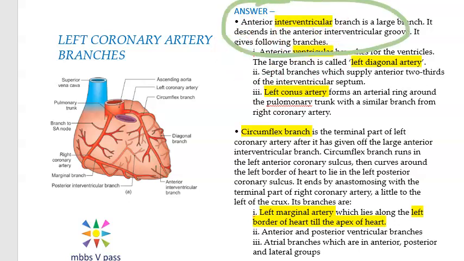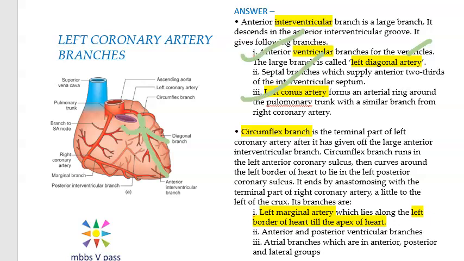Remember, what am I talking about? Anterior interventricular branch. Under that, what all will you get? Conus. Very good, left conus artery, which goes around the pulmonary trunk along with the right conus. Then you have the diagonal branch, the left diagonal artery. Nothing special about it. So what all did you see? Conus, diagonal. Two things come under the anterior interventricular branch. Very good. Then coming to the circumflex. Now let us move on to which one? Circumflex. See, this is the circumflex.